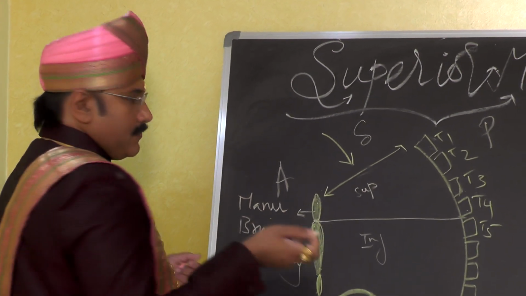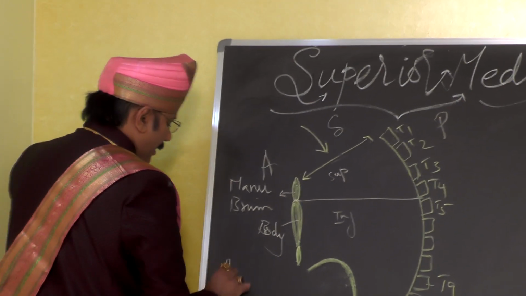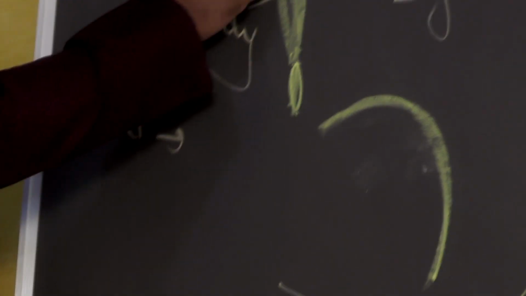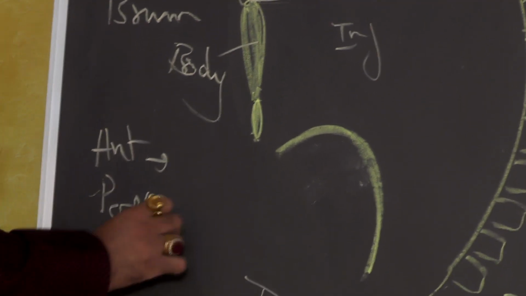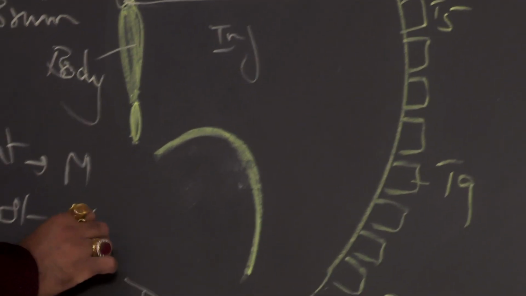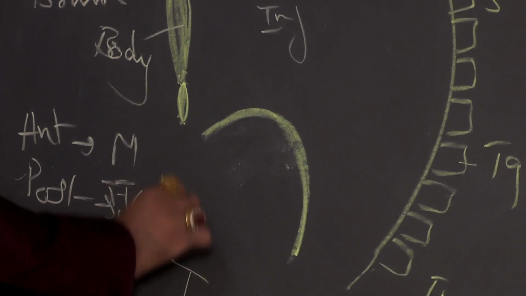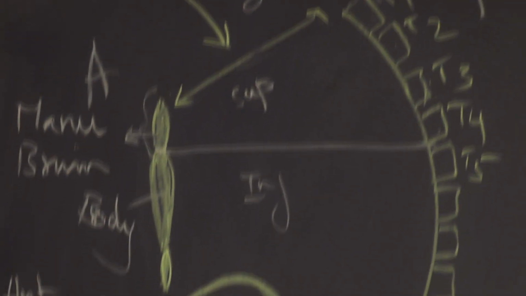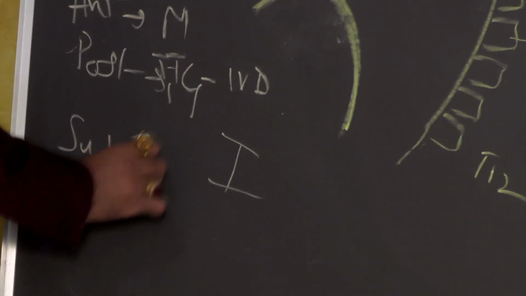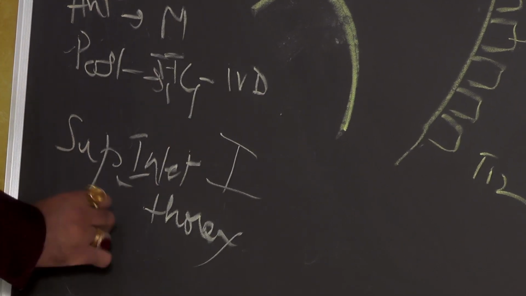If somebody asks you to tell the boundaries of the superior mediastinum, what will you tell? Anteriorly we have the manubrium. Posteriorly you have the upper four thoracic vertebrae, T1 to T4, with intervening intervertebral discs. And superiorly we have the inlet of the thorax.